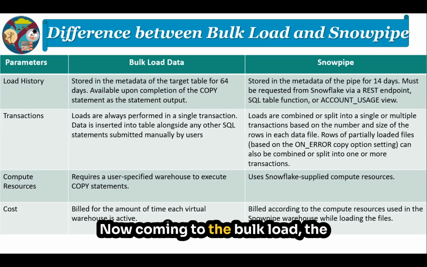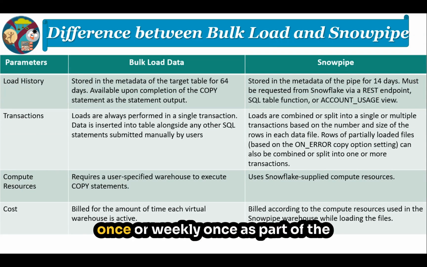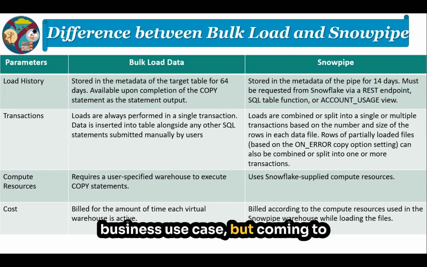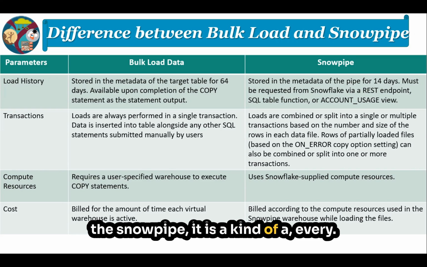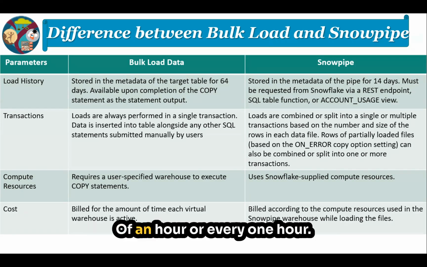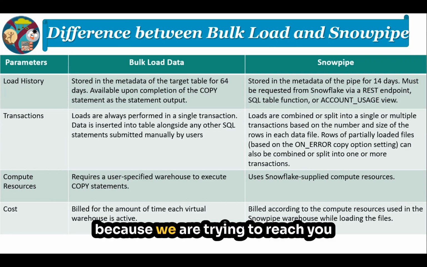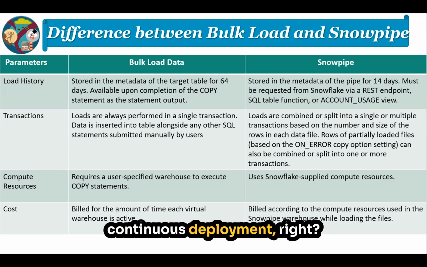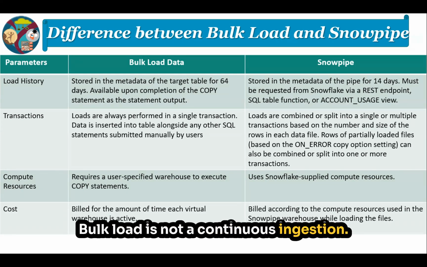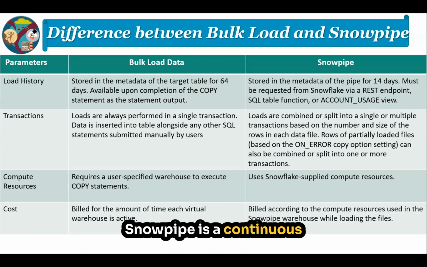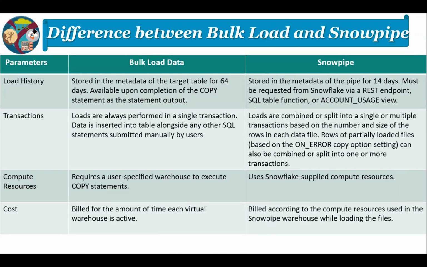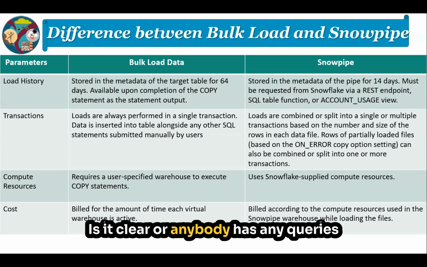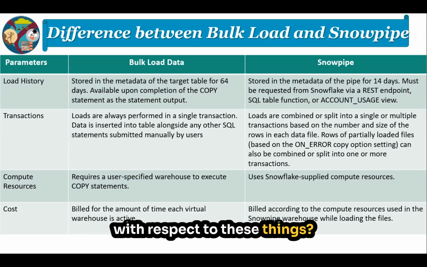Now coming to the bulk load, the frequency could be daily or weekly as per the business use case. But coming to the Snowpipe, it is every half an hour or every 1 hour. So basically compared to the bulk load, this frequency is higher because we are trying to achieve near real-time data and it is a continuous deployment, right? Bulk load is not a continuous ingestion. Snowpipe is a continuous data ingestion.